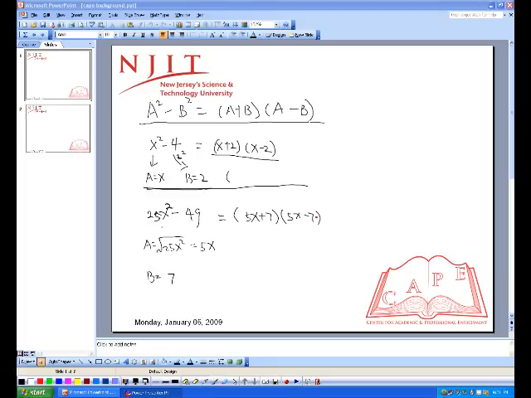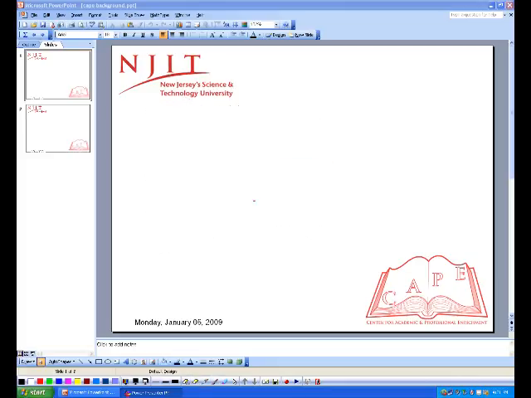Now, there is a slightly more complicated case. Let me show you a slightly more complex problem. So it's x to the 4th minus 16. Okay. So if it's x to the 4th minus 16, we can still apply the formula.